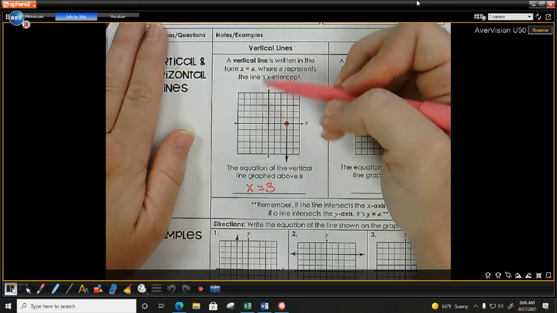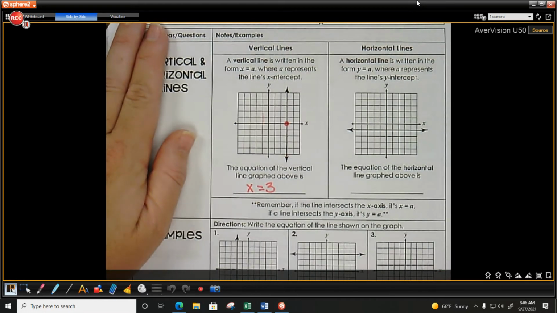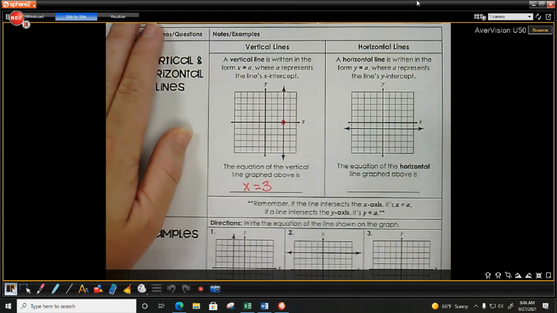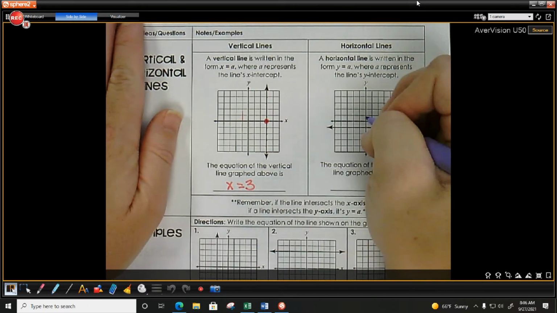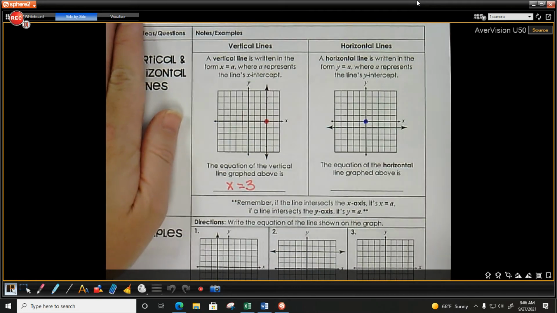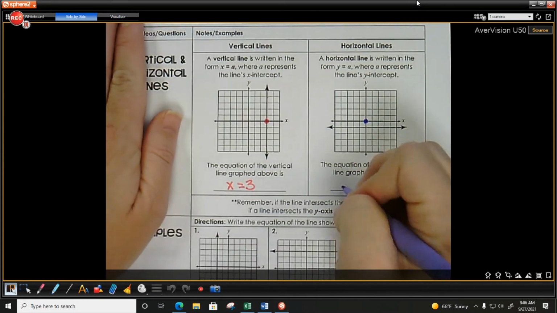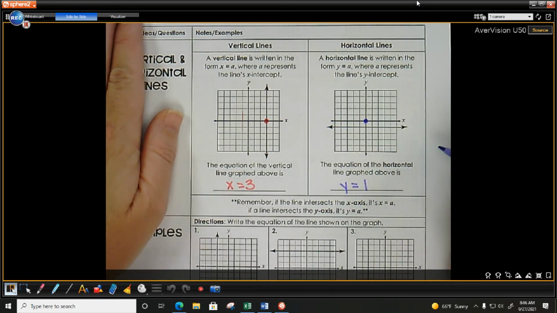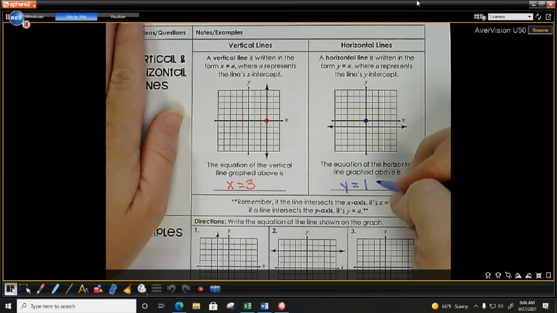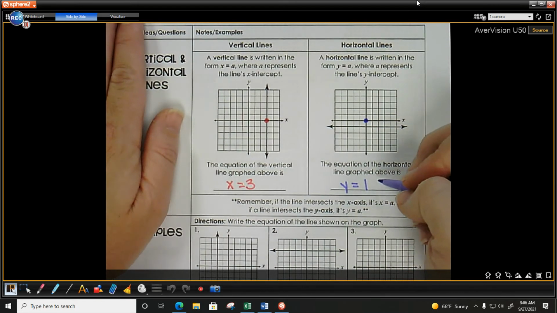Okay? Then for horizontal lines, y equals a. And it's where it hits the y-axis, your y-intercept. So where does this line hit the y-axis? 1. y equals 1. What's your only requirement? y must be 1. Does it say anything about the x values? No, x can be anything.